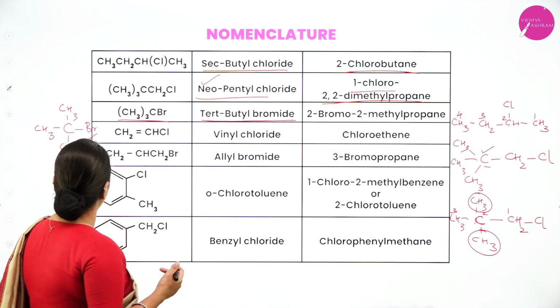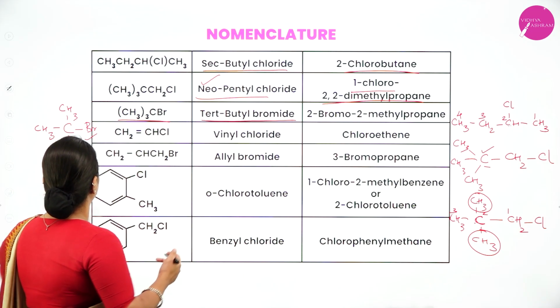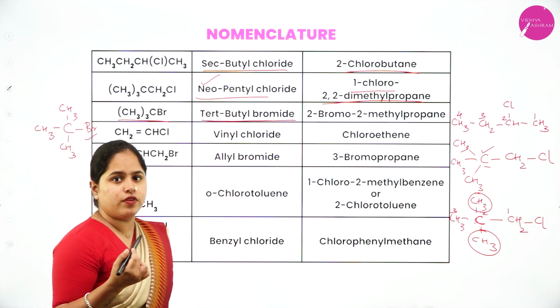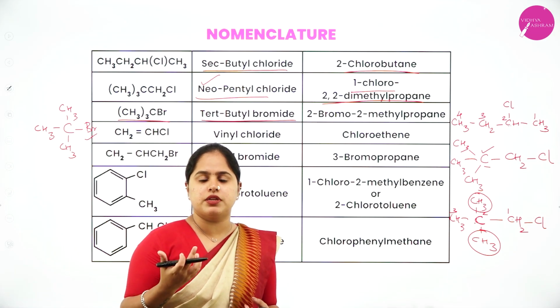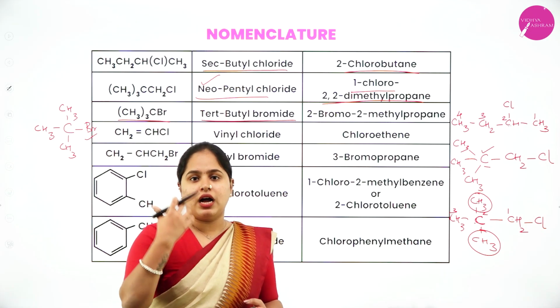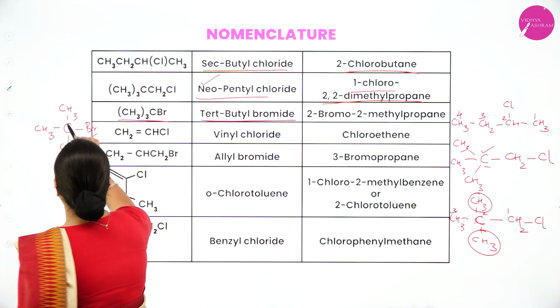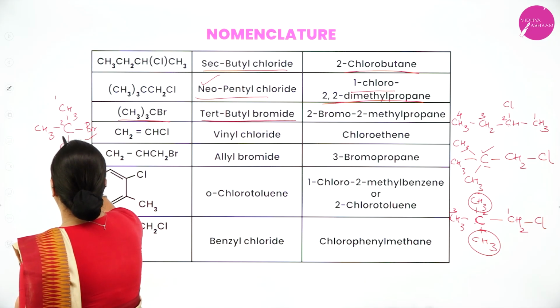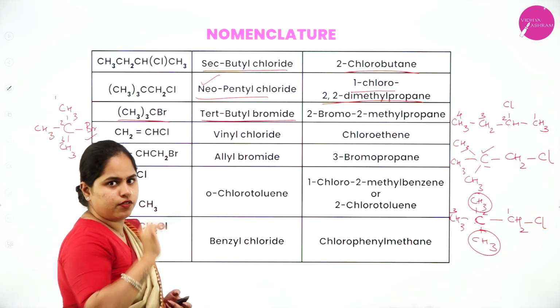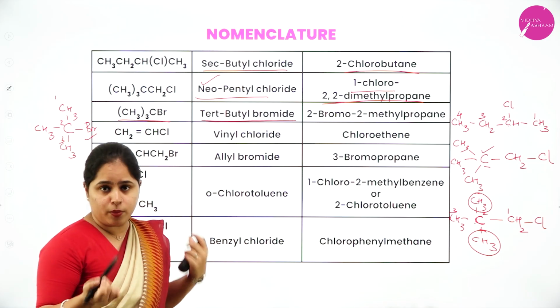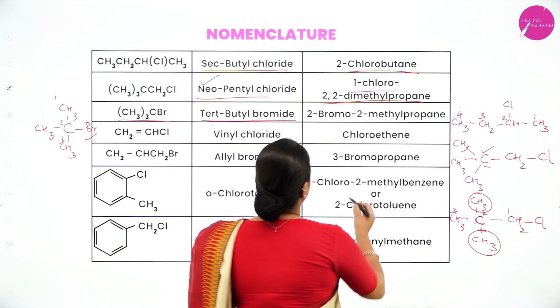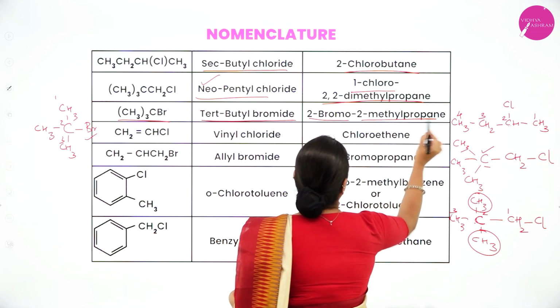So how do we write the IUPAC name here? We have to see which is the principal chain. How do we calculate the principal chain? It is the one having the highest number of carbon atoms. So as you can see here, it will be 1, 2 and 3. This is how we number it. On the second carbon atom, you have a methyl as well as a bromine atom, right? So what will be the name? It will be 2-bromo-2-methylpropane.